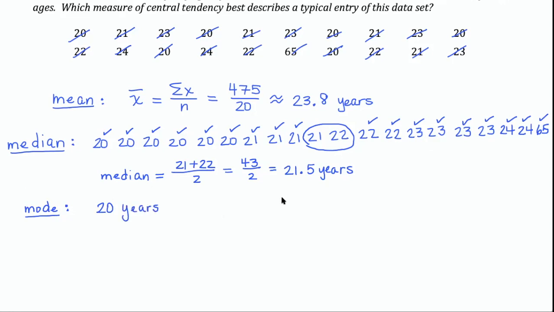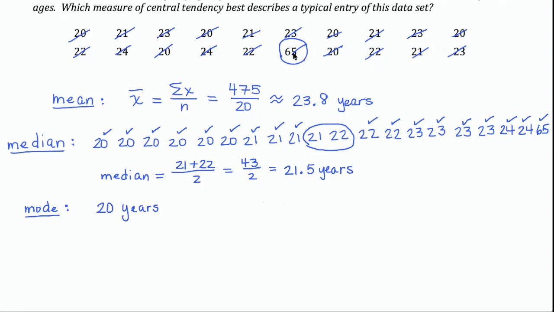The last part of this question asks you to determine which measure of central tendency best describes a typical entry in this data set. Now, this has to do with the concept of outliers. If you notice, this class is mostly composed of 20-year-olds, but in fact, there is one back to school student who is 65 years old.